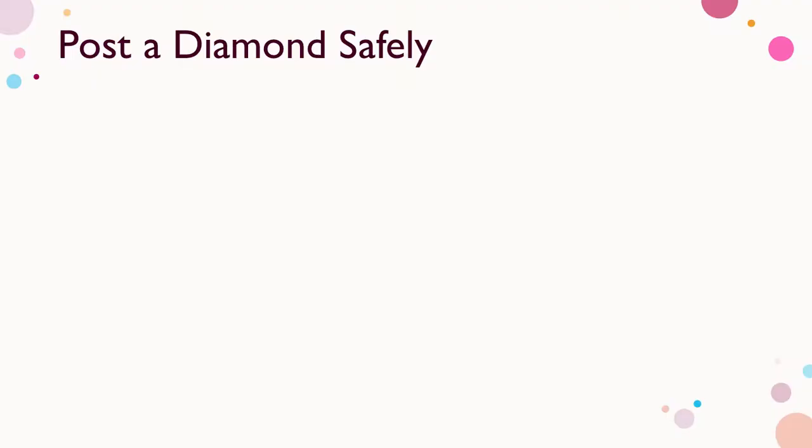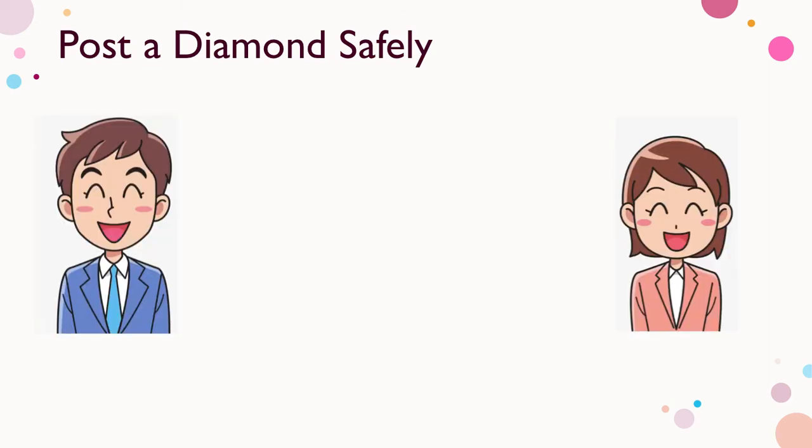Here is the first problem. Sarah and David live in two towns far away from each other. They can only communicate by post. David wants to send Sarah a diamond. He buys a box and a lock. He puts the diamond in the box and locks it. David sends the box to Sarah by post.